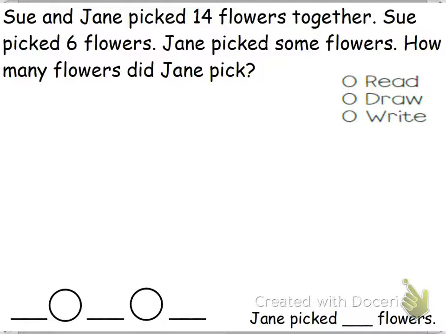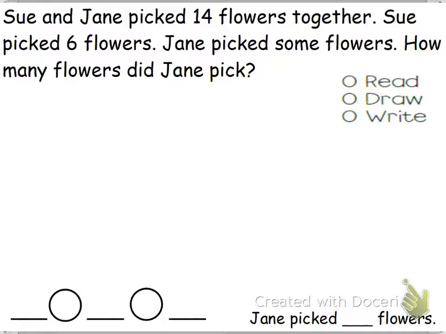So, looking at this, nothing was taken away. So we know that we're going to be having to look at this. Sue and Jane picked 14 flowers together. That 14, is it our part or our whole? Well, it is our part. I'm sorry. Oh, my goodness, Miss Perkins is going crazy. It is our whole, because that's how many they picked together. 14 is our whole.